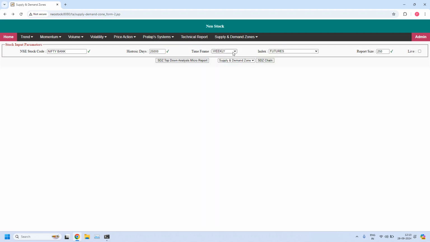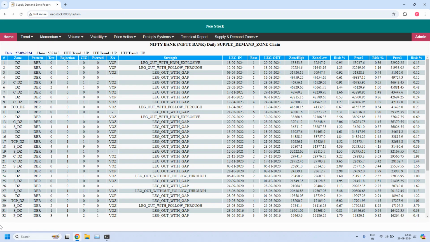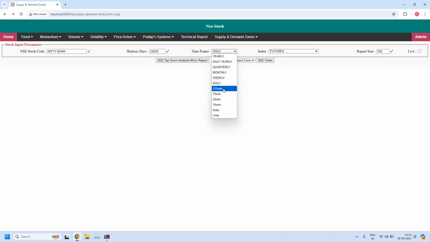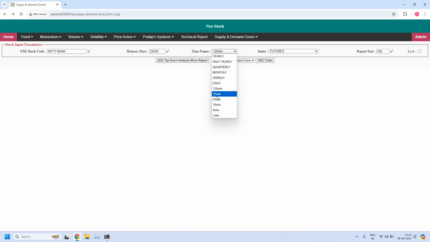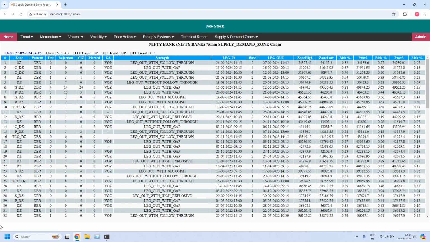The next time frame is daily, generating daily supply demand zone chain for BANKNIFTY. Next time frame is 125 minutes, generating 125 minute supply demand zone chain for BANKNIFTY. The next time frame is 75 minutes, generating 75 minute supply demand zone chain for BANKNIFTY.